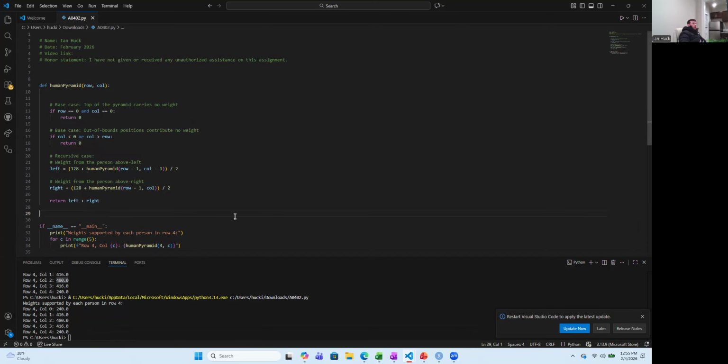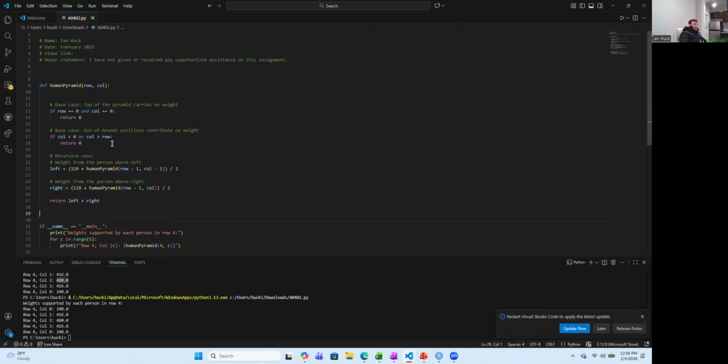Okay, cool. So for this assignment, we are pretty much just trying to calculate how much weight the five people on the bottom row is trying to carry, assuming that everybody weighs 128 pounds. You have a human pyramid, and you have people on top of each other. The people in the bottom row are going to be carrying the weight. So our goal is to calculate how much weight each person on the bottom row is carrying, assuming that everybody weighs 128 pounds. This assignment is actually pretty easy.